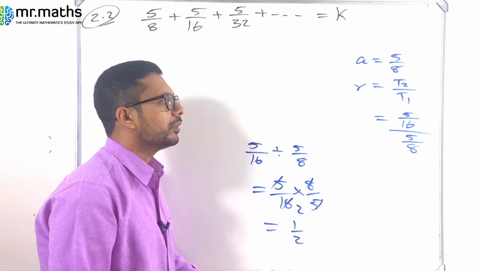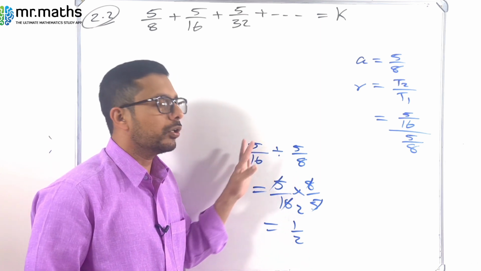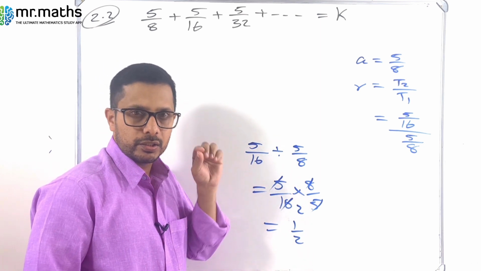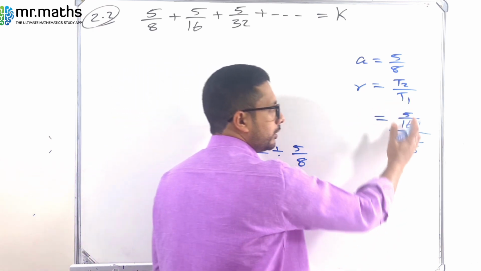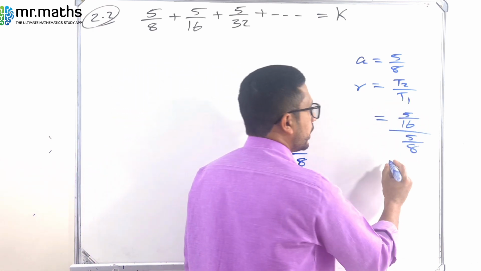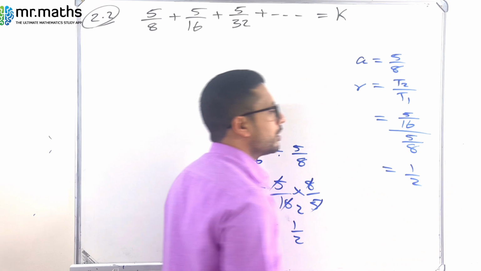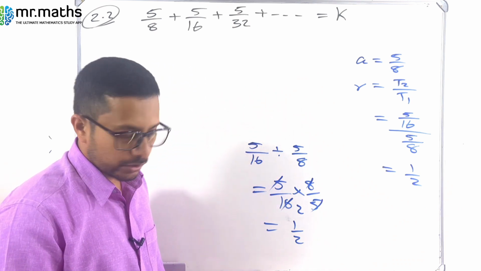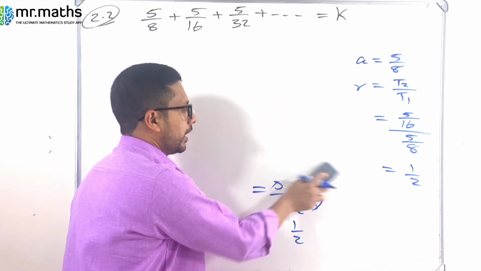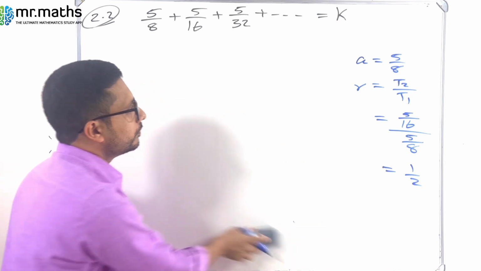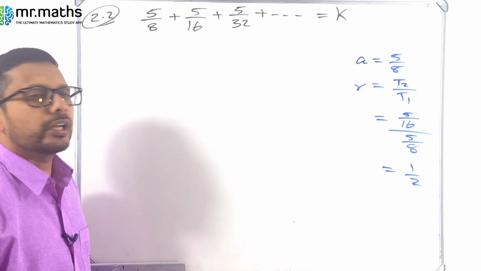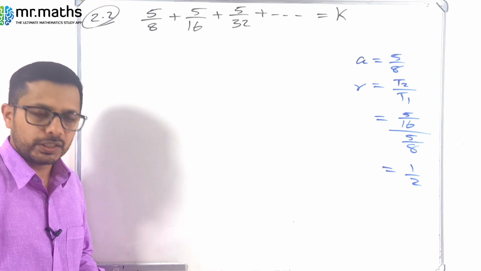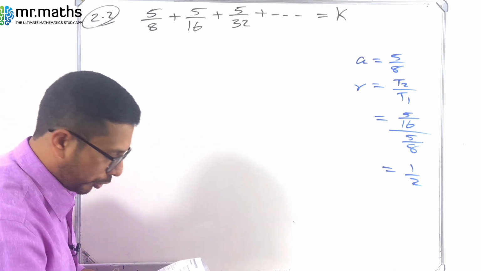Okay, but try to find it without wasting time. When you write your exam, each second is important. So without wasting time, take your calculator, type exactly like this, and you will get the answer as 1 over 2. Make sure that you are getting the answer in your calculator. So the common ratio is 1 over 2. And what is the first term? 5 over 8. Now look at the first question, 2.2.1.